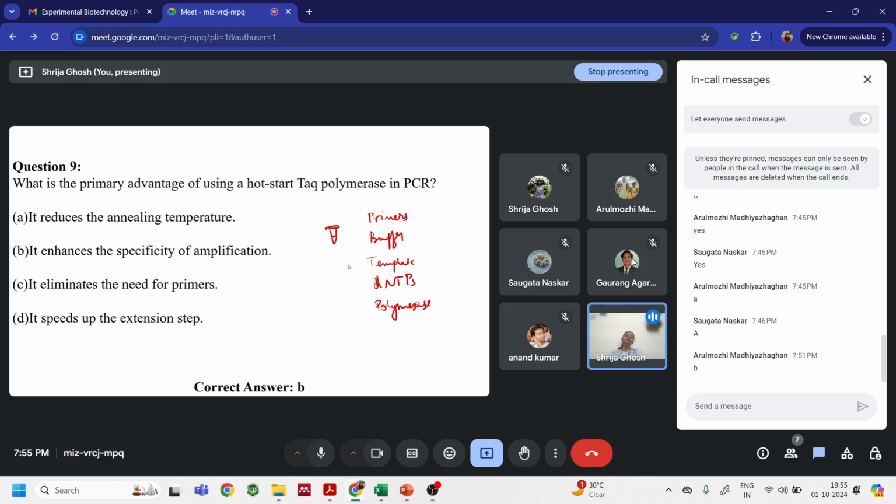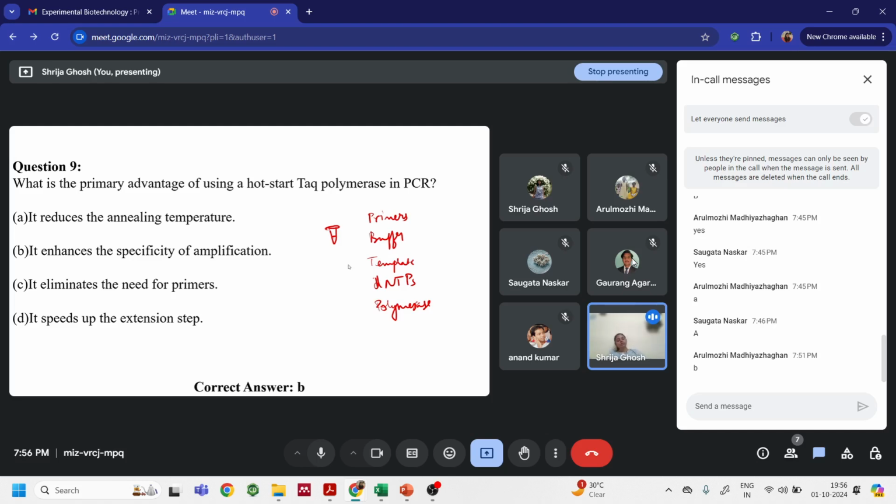Now in hot start Taq polymerase, the Taq polymerase enzyme will have an inhibitor that will inhibit the enzyme from functioning at room temperature. It will only function at higher temperatures. So when the temperature reaches 95 degrees Celsius, at that point the inhibitor will get denatured, and then the Taq polymerase will become active. So the Taq polymerase will remain inactive at room temperatures. So that is the hot start Taq polymerase. It will only start at a higher temperature.